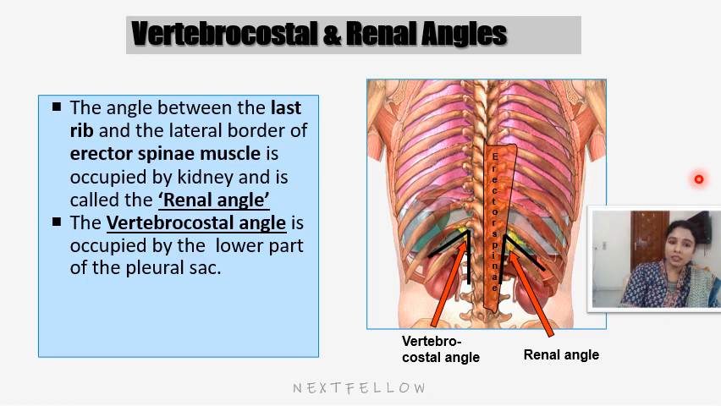The vertebrocostal angle is occupied by the lower part of the pleural sac, where it is between the vertebra and the ribs. It is not between the erector spinae. Here is the vertebrocostal angle between the lateral line of the vertebral column and the ribs. So this is not occupied by the kidney, it is occupied by the pleural sac. So from the posterior approach, these angles are very important clinically.